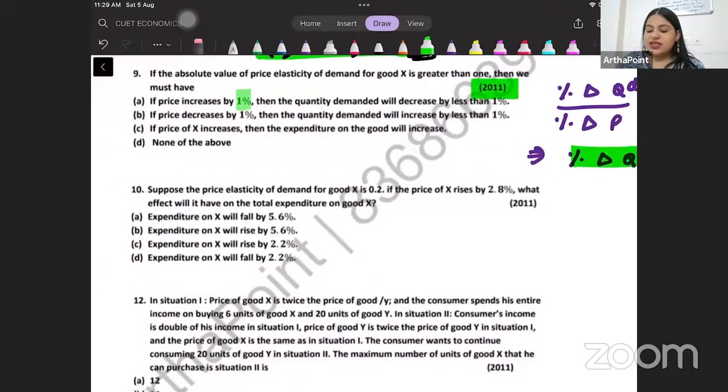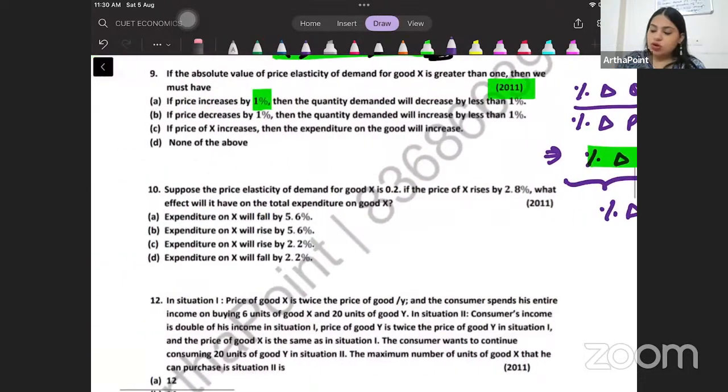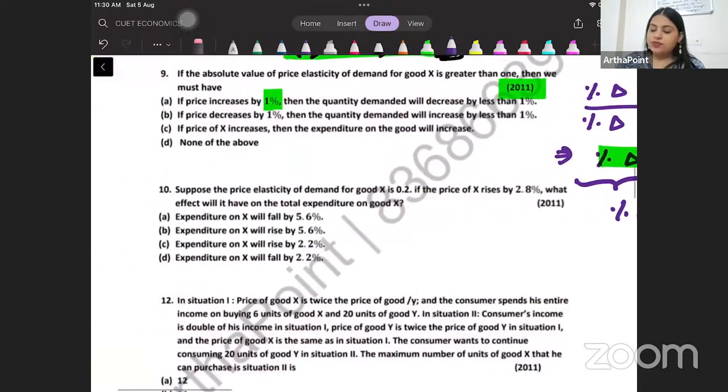So if price increases by 1%, quantity will decrease by less than 1%. No, the quantity should change by more. Na? Price is changing by 1%. So quantity should change by more than 1%, right? So this should not be less. This should be more. तो ये गलत हो गया. Come to the second statement. If price decreases by 1%, quantity demanded will increase by less than 1%. No, it should have been more.